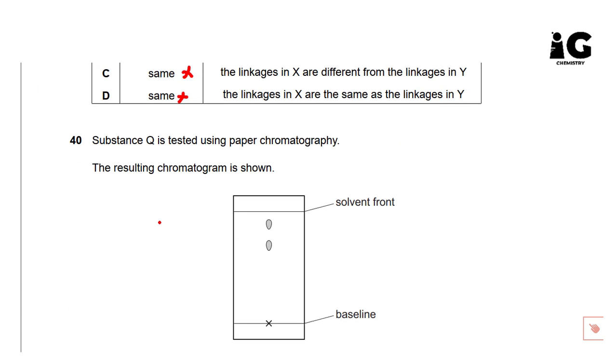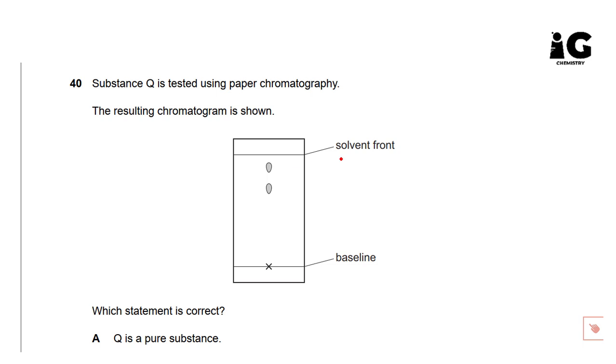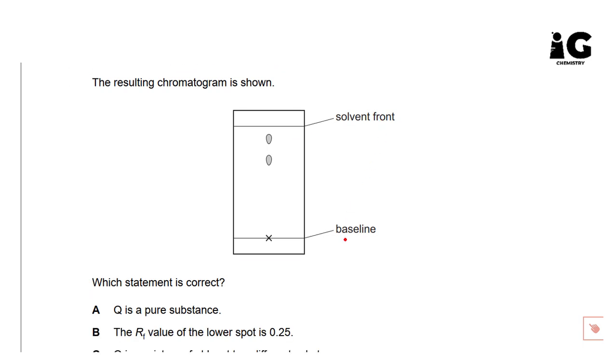And finally, this is 40. Substance Q is tested using paper chromatography. The resulting chromatogram is shown, as you see. Here we have the solvent front. This is the baseline. Here we have two spots. So which statement is correct?